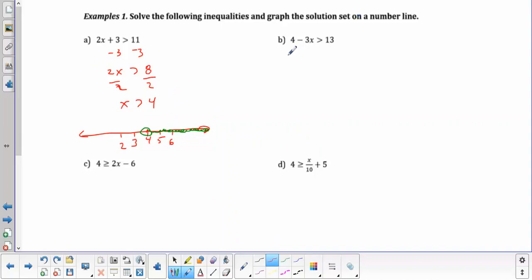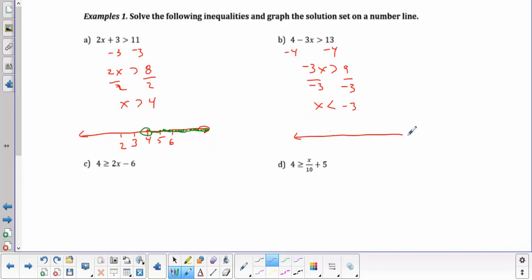4 minus 3x is greater than 13. Subtract 4. We get negative 3x is greater than 9. So we have this negative right here. We know ahead of time, or at least hopefully we know this, we are going to flip the sign. So we are no longer going to have greater than. We will now have less than. 9 divided by negative 3 is negative 3. Solving it. Boom. That's finished.